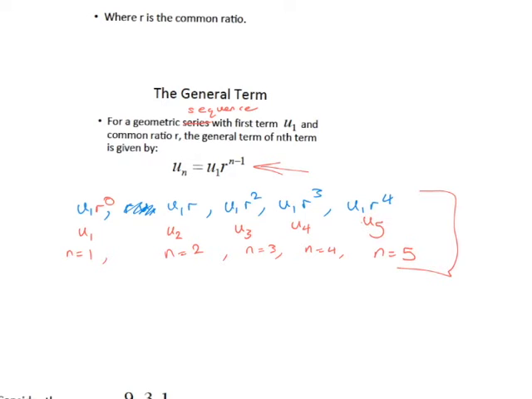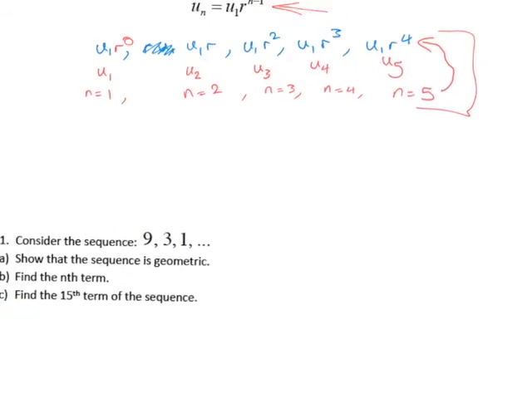Girls, basically, the power is n minus 1, but the reason for that is because U1 doesn't have any R, or in other words, R to the 0. Is everyone okay? So that's why we're minusing 1 from the power. Everyone okay? Let's try a question.